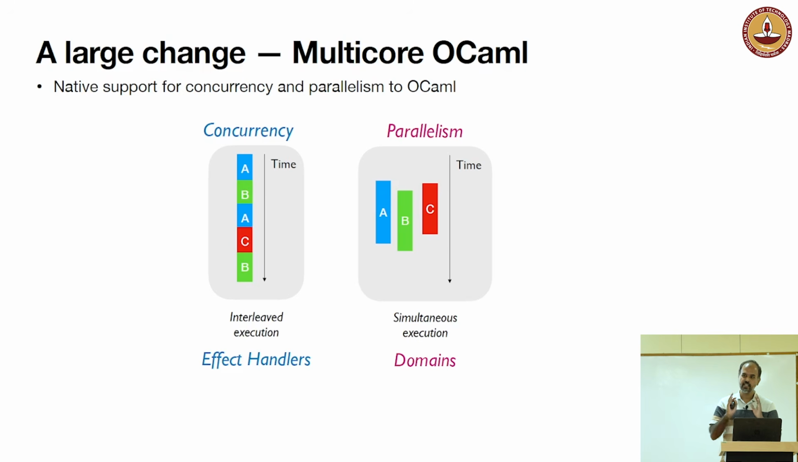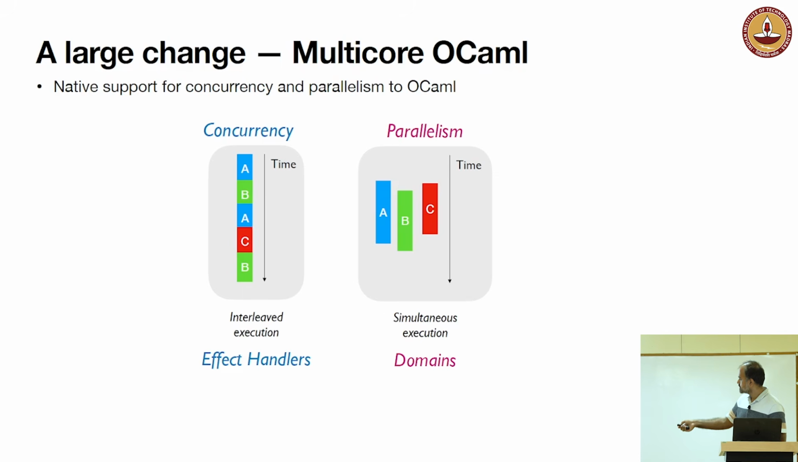But this is a larger change that we wanted to push into OCaml. This is a project that I led called Multicore OCaml. It aims to add native support for concurrency and parallelism to the language. We have different features for concurrency and parallelism.